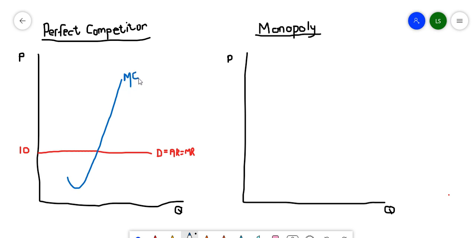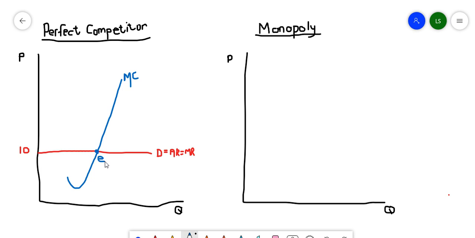Remember, if your graphs don't have labels, you are not going to get the marks. Once we have added the marginal cost curve, obviously we need to find the profit maximization point. In the perfect market, this is easy as anything because there is only one intersection. When my marginal cost and my marginal revenue intersect, that is going to be my equilibrium. So I'm going to make my little dot and call it point E.